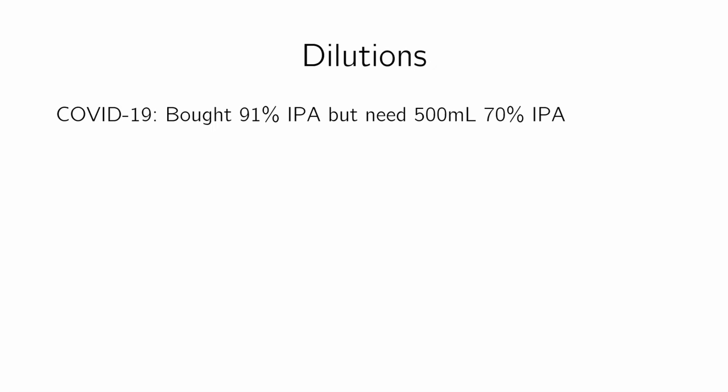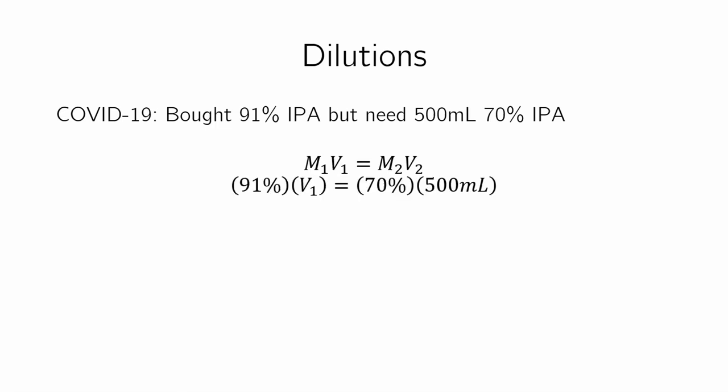So you bought 91% and now you want 70. So what do you do? You have to dilute it. So let's say you bought some 91% and you want to know how much of it to add to water to get to 500 milliliters of 70%. Okay, so it's the same idea, M1 V1 equals M2 V2. My initial concentration is 91%. My final concentration will be 70%, with the volume I just prescribed as half a liter, whatever.